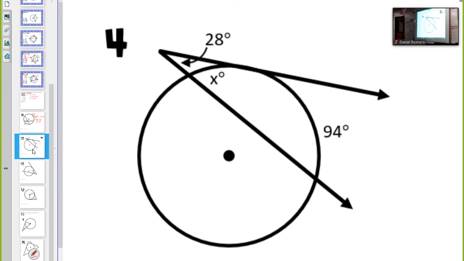Okay, where's the intersection happening here? We have a secant, and we have a tangent, it looks like. But where's the intersection happening? Angel? ¿Dónde está el intersection? I'm only asking Angel.